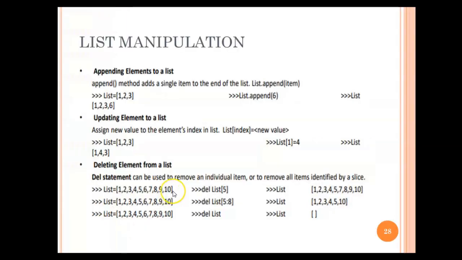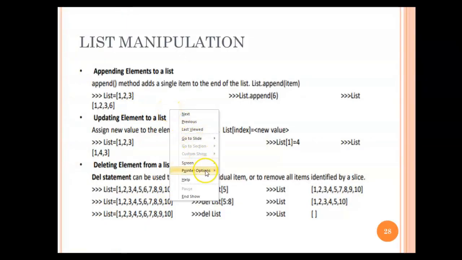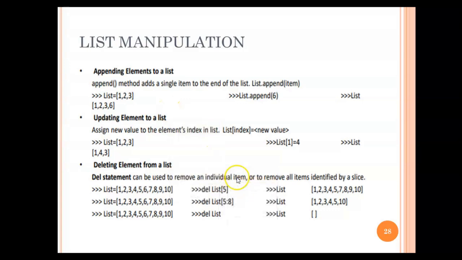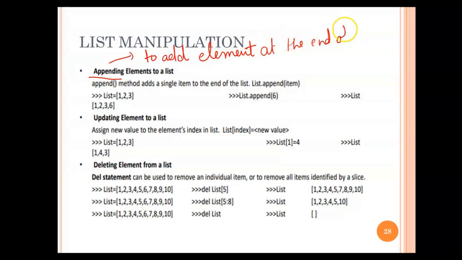This is part 5 of this chapter. String manipulation: how can we manipulate a string? Appending elements to a list. Append means to add or insert an element at the end of the list. Now you can see the append method adds a single item.